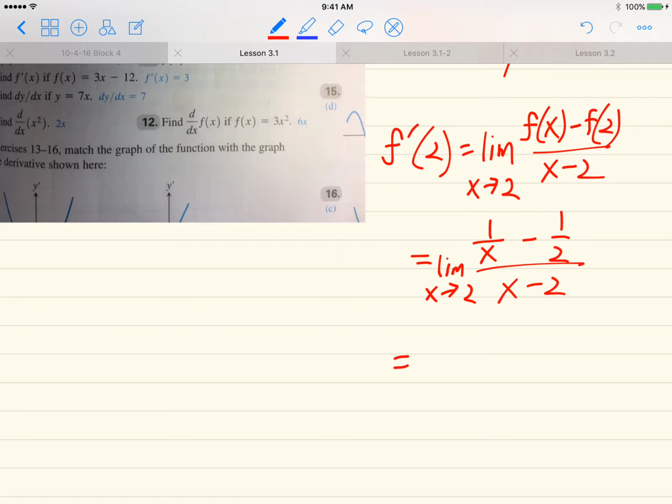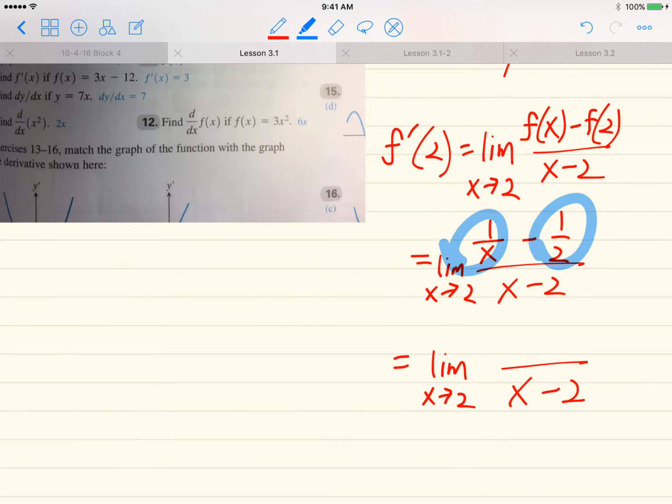So let's see what we could do with this then. Okay, so limit as x approaches 2. We still cannot substitute 2 in place of x, so somehow we have to simplify this more. The way that you could do that is to try to combine these two fractions, these two rationals right here, 1 over x minus 1 over 2.